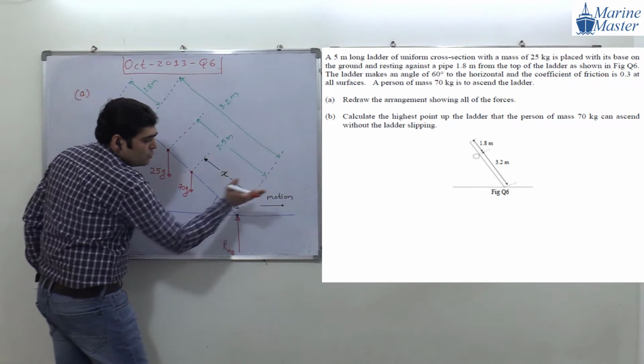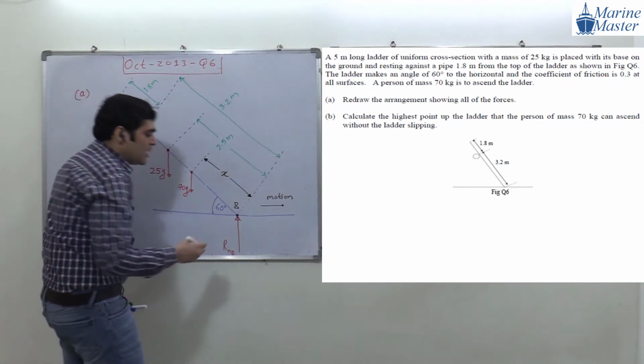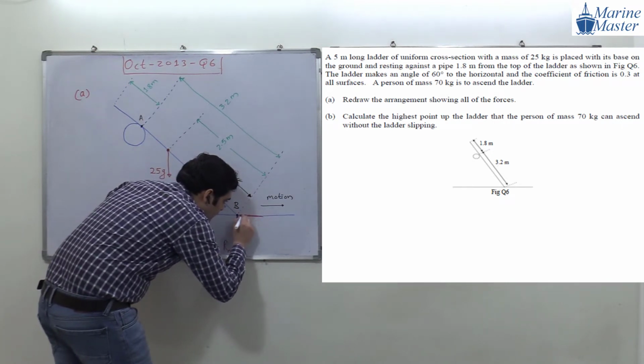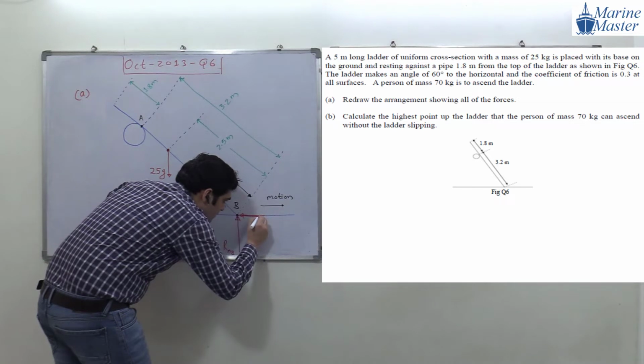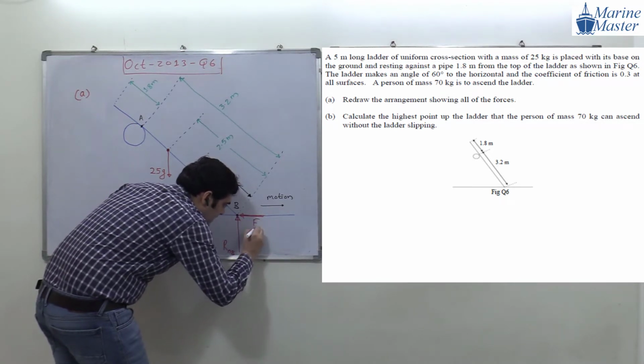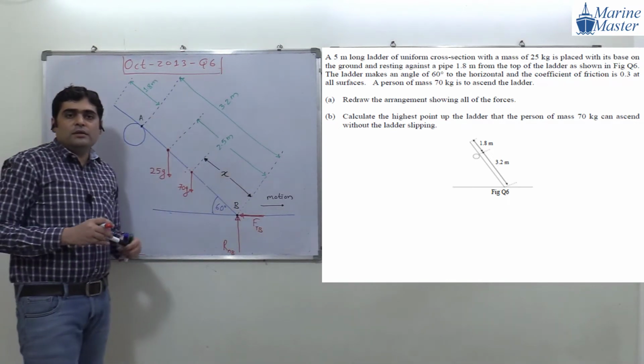Now the ladder will try to move in this side. The friction force will be automatically opposite to the motion. So this will be our friction force. How much? We will say FRB.